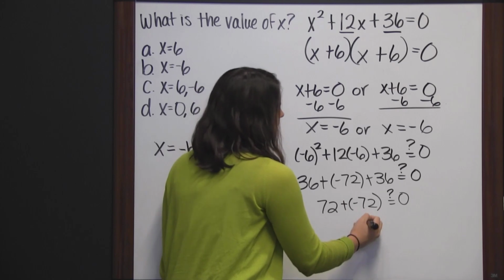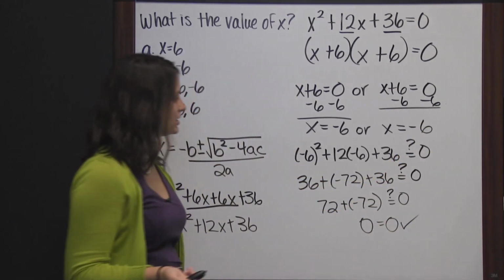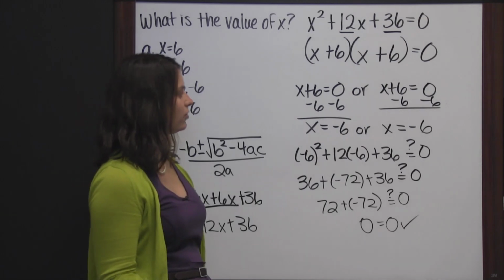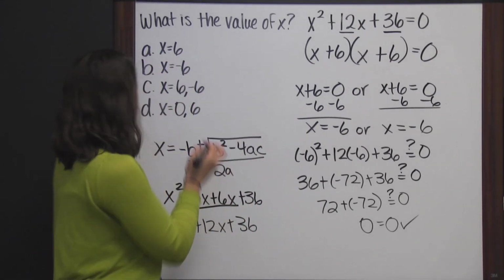72 plus a -72 is in fact 0. 0 does equal 0. So we can see that we solved our equation correctly. We found the value of x, -6.